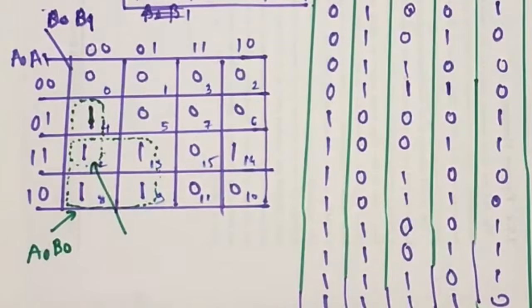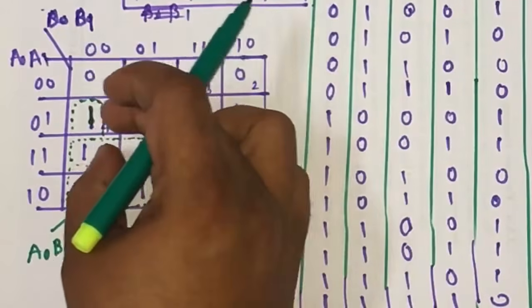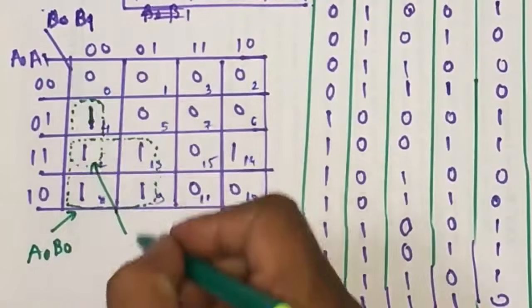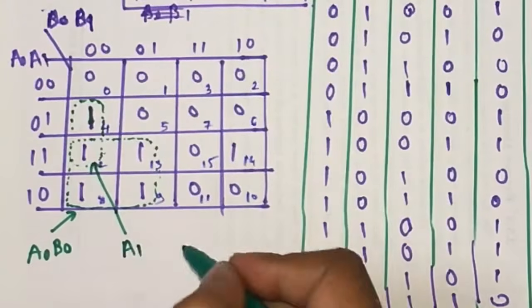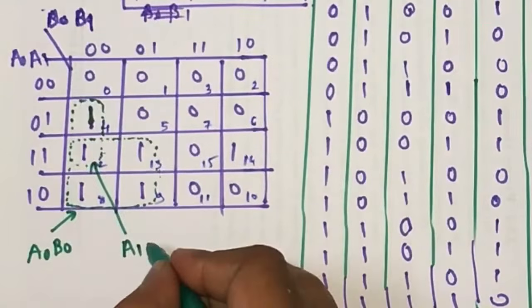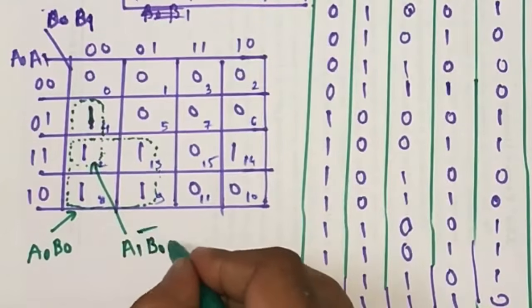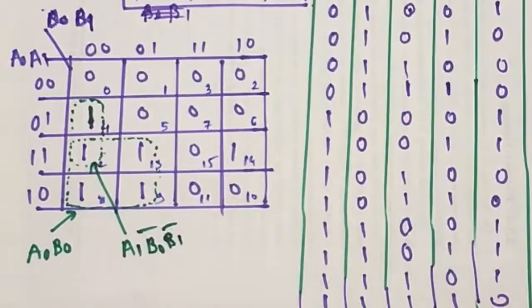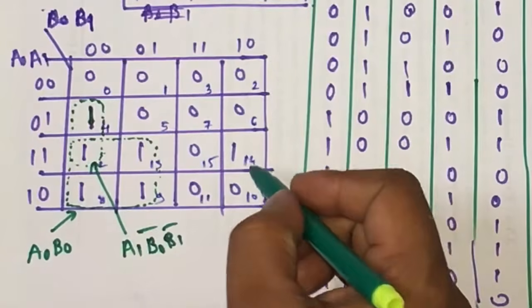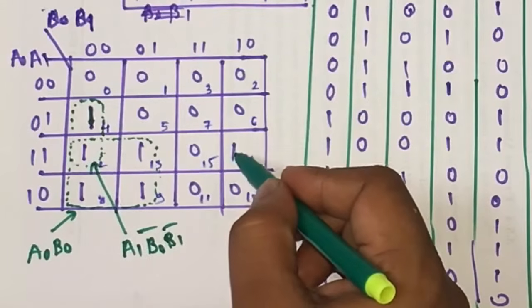So for this pair also we have to write the equation. So find the common between these two rows. This 1 is common, that is the value of A1, and the column values are 0 0. 0 0 means B0 bar and B1 bar. So that is the equation for this square. Next, consider the remaining one. So for the remaining one, this one is remaining here.